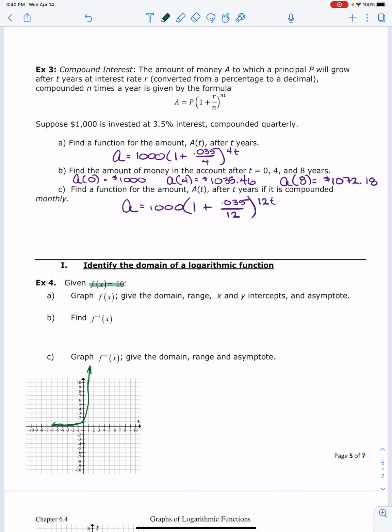For our exponential, we know that the domain is the set of all real numbers. The range is the positive, so we're going from 0 to infinity. We have no x-intercept. Our y-intercept is 0, 1. And our asymptote is y equals 0, which happens to be the x-axis.